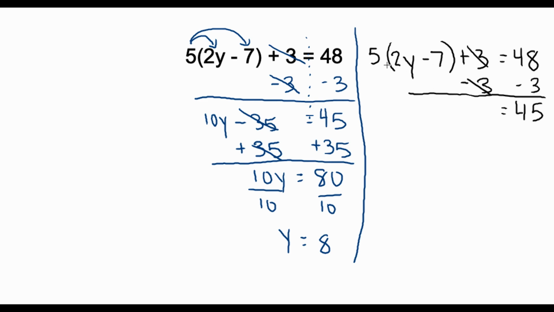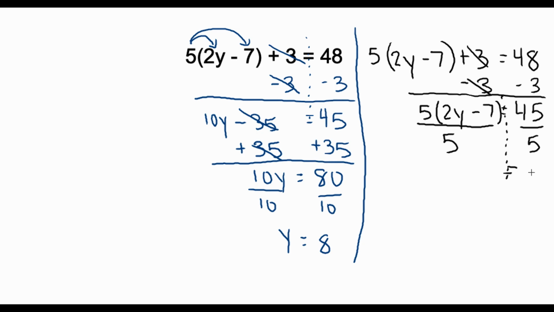Now here I'm going to bring down the entire expression as is with the parentheses. 5 parentheses 2y minus 7. Now, instead of using the distributive property to get this, since now the 5 and 45 are such that 5 can divide 45, I'm going to divide this entire expression by 5. And whatever you do to one side, you have to do to the other side to keep the equation balanced.